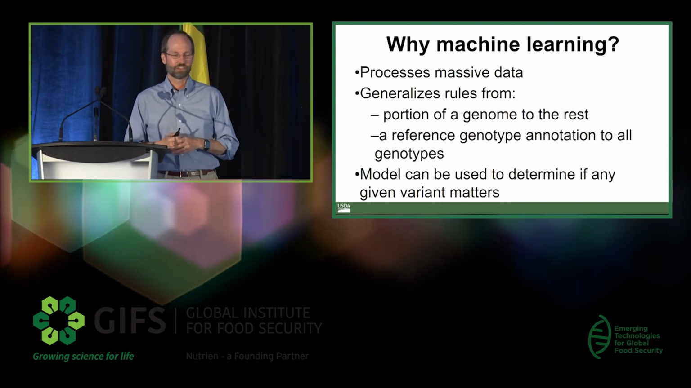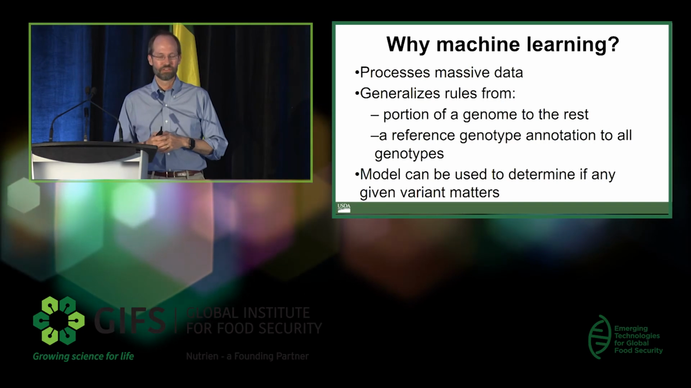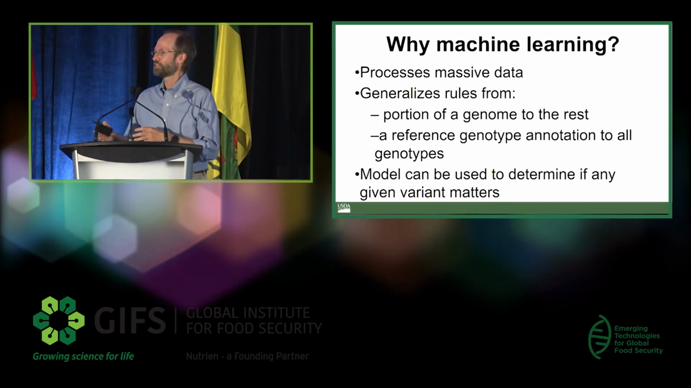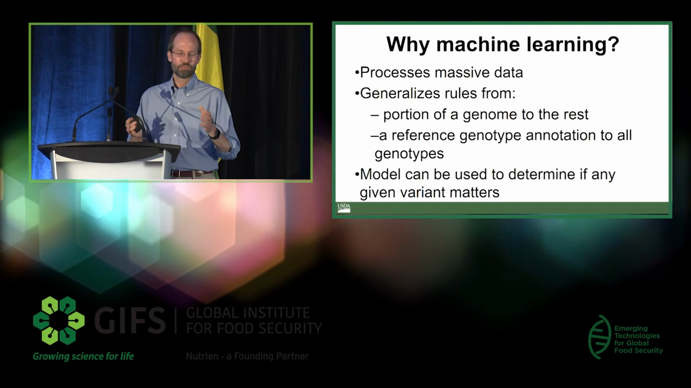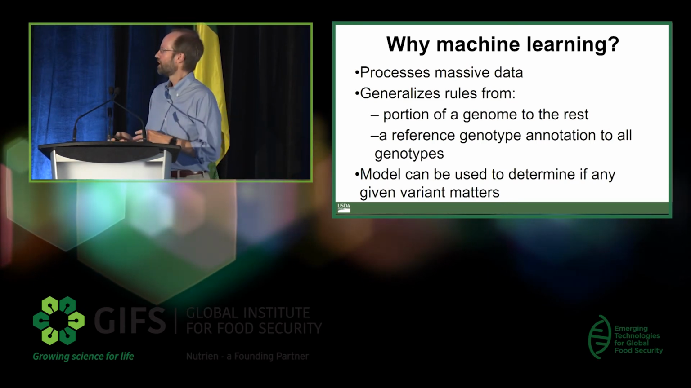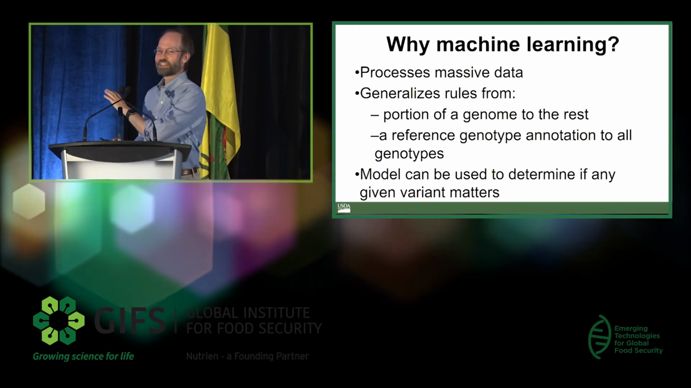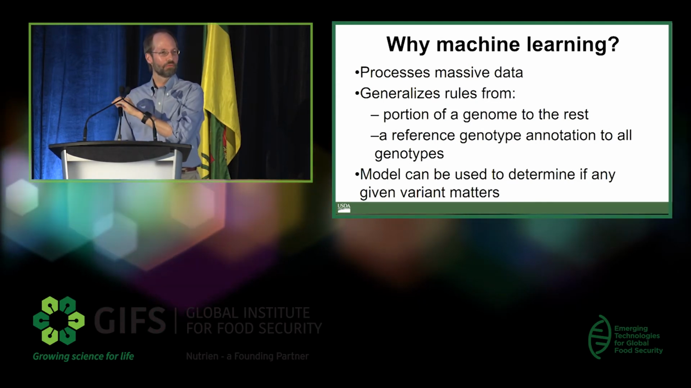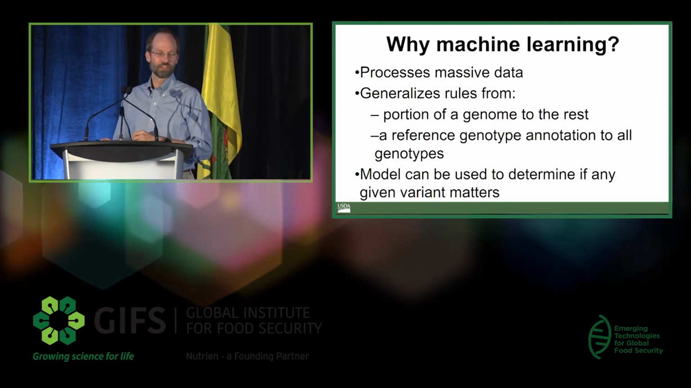Well, some of the key aspects are it processes massive amounts of data. It generalizes the rules from one portion of the genome to the rest. It allows us to take the lessons we've learned on one reference genotype and apply them to the rest of the varieties out there. And models can really be used to determine if any given genetic variant matters. Unlike some of the machine learning models that people are sometimes using in image processing, I'll highlight that the machine learning models we're seeing in DNA allow us to open them back up, and we are actually learning a lot of functional rules of how things work from machine learning.